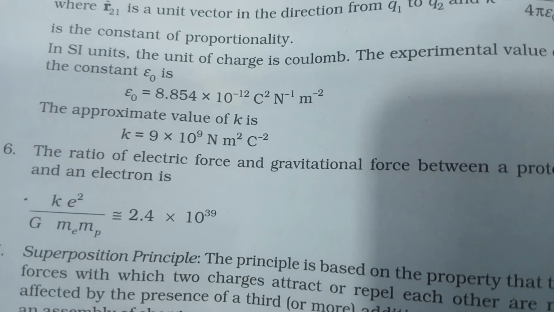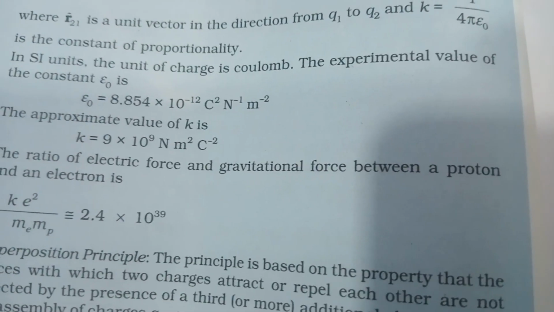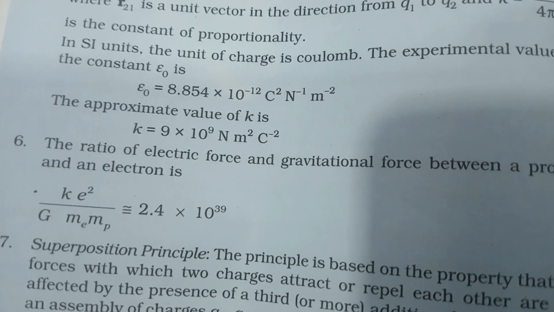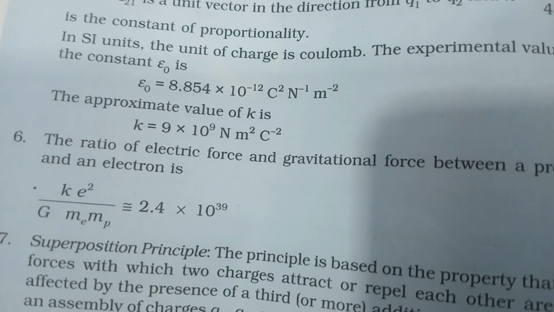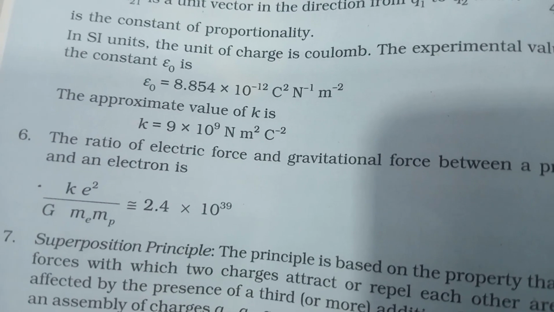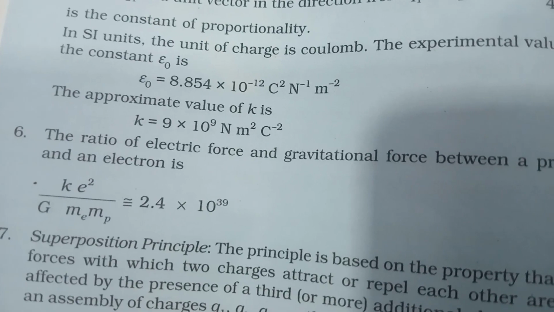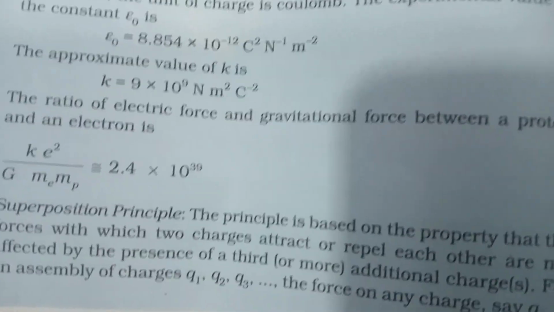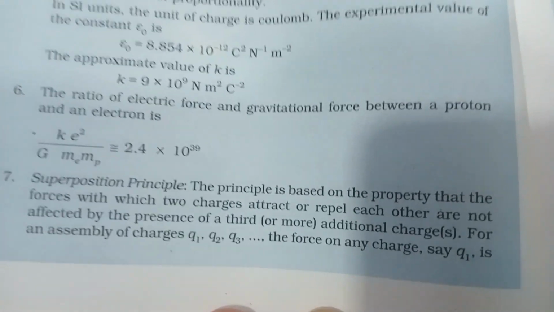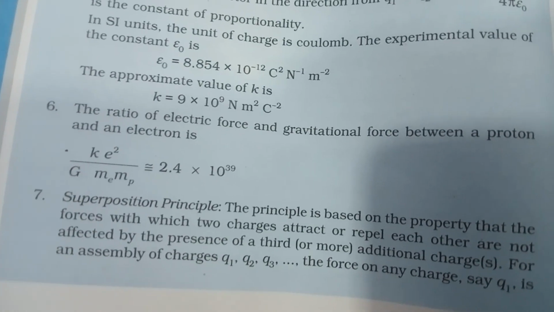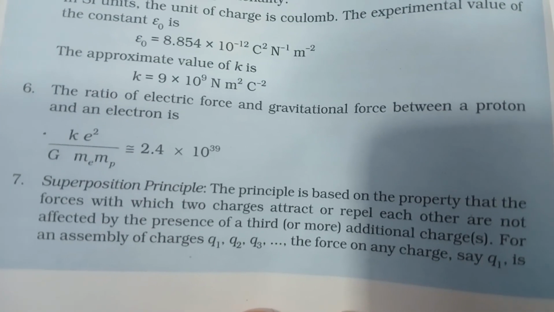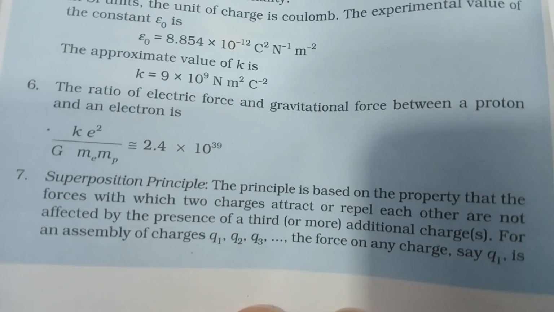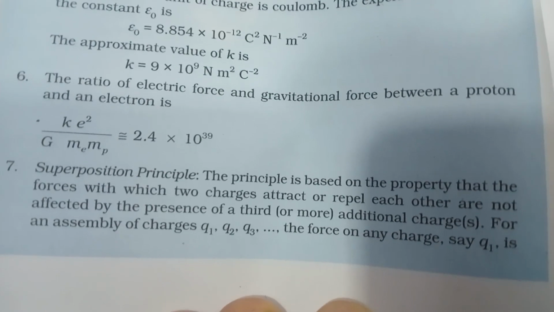In SI units, the unit of charge is coulomb. The experimental value of the constant epsilon naught is equal to 8.854 into 10 to the power minus 12 coulomb square per newton meter square. The approximate value of k is equal to 9 into 10 to the power 9 newton meter square per coulomb square. The ratio of electric force and gravitational force between a proton and an electron is given by k e square upon G me mp, and that is equal to 2.4 into 10 to the power 39.